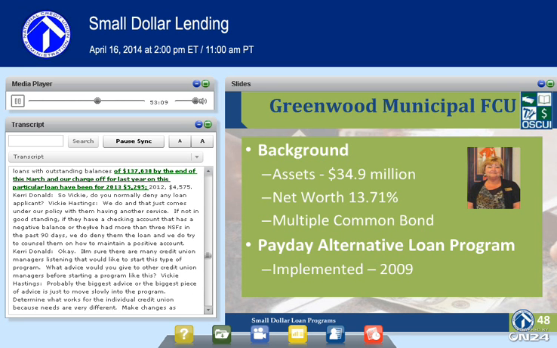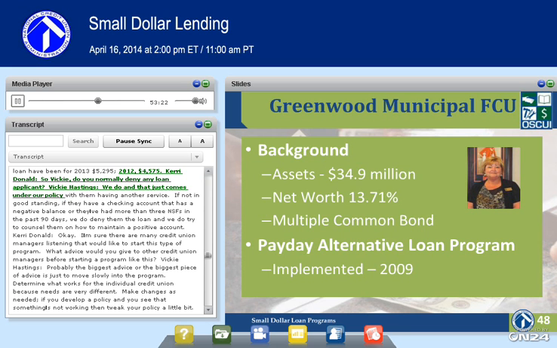And our charge-offs on this particular loan have been, for 2013, $5,295, and for 2012, $4,575.